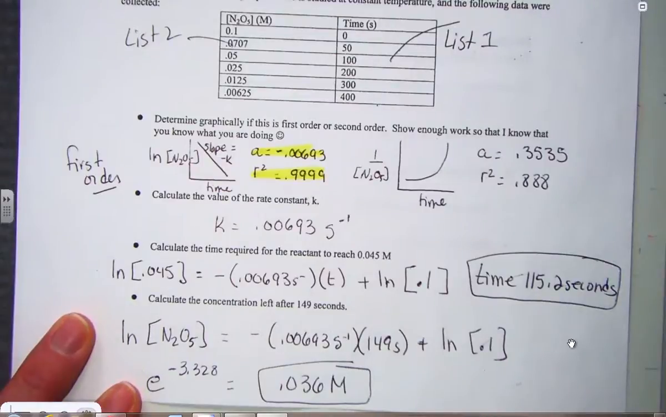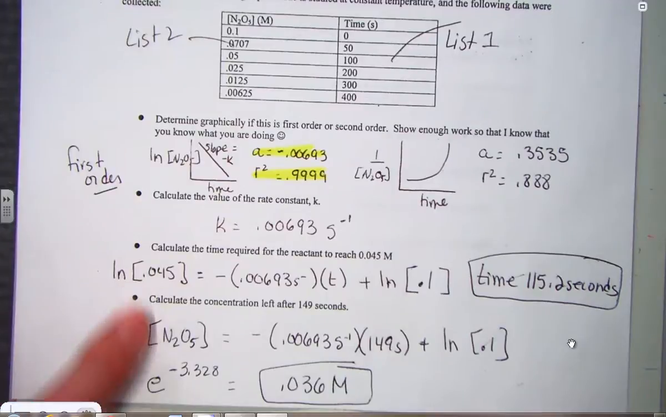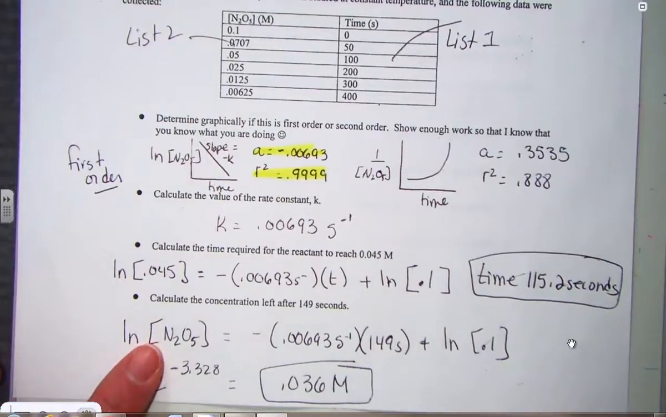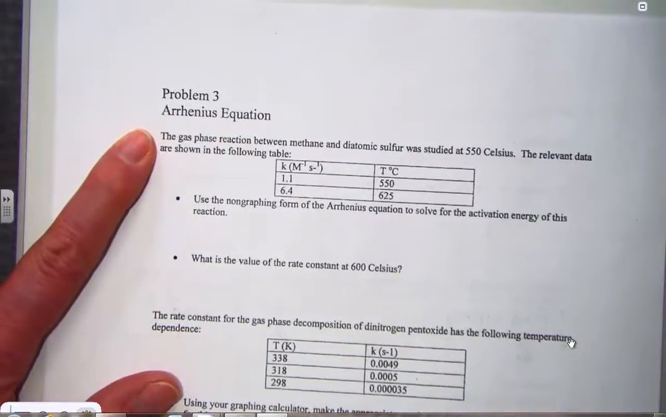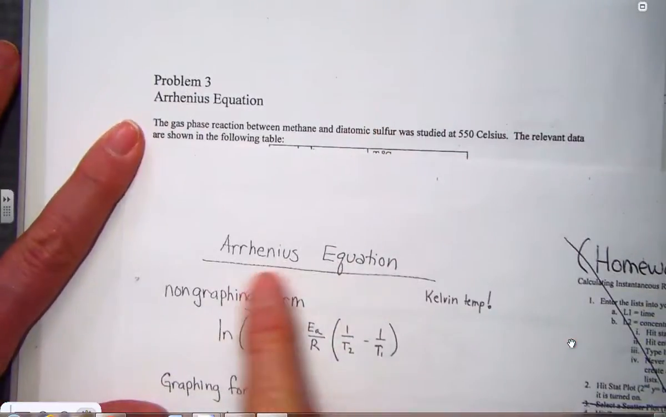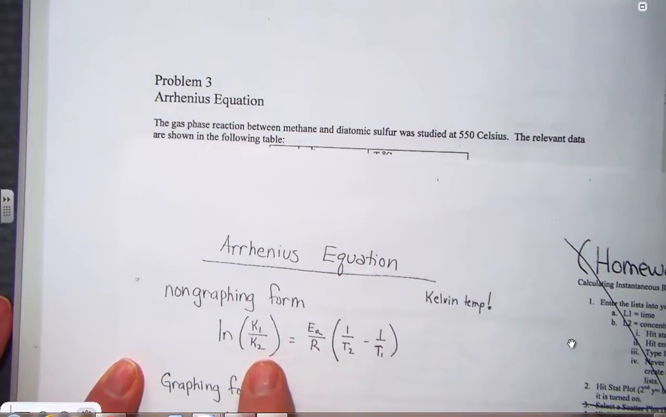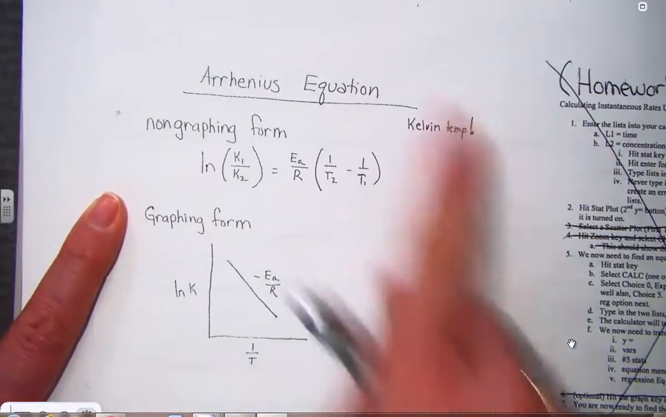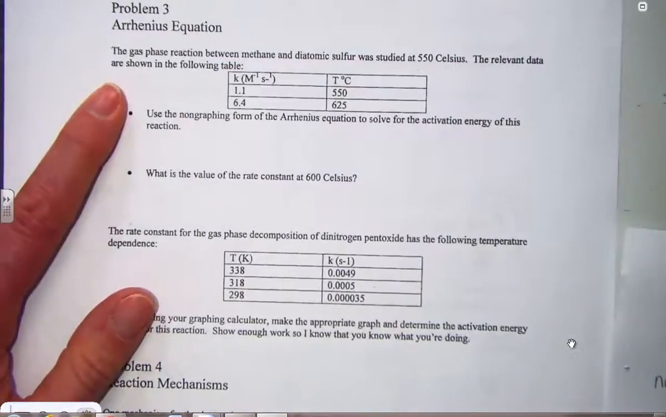A first order practice. Based on our graphing, we found a best straight line, letting us know what series of equations to use: first order with respect to N2O5. In our third major topic, we talked about the Arrhenius equation. And on the back of our note-taking page, we have the Arrhenius equation, Kelvin temperatures. We have the non-graphing form and the graphing form of the Arrhenius equation. So here is the test-taking tool for this particular section. Let's take a peek at what it's asking.